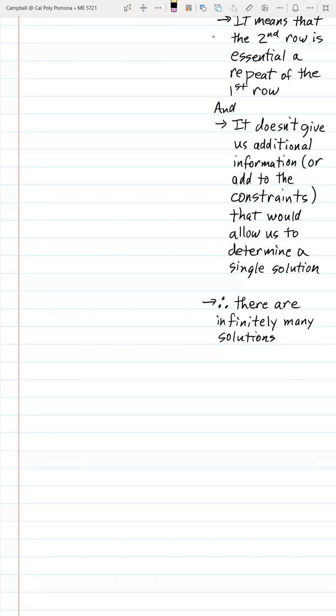Okay, so there are infinitely many solutions. So when we get infinitely many solutions, please understand that you have to evaluate the solution spaces as well to see if it did you any good or not. In this case, it really didn't do us any good.